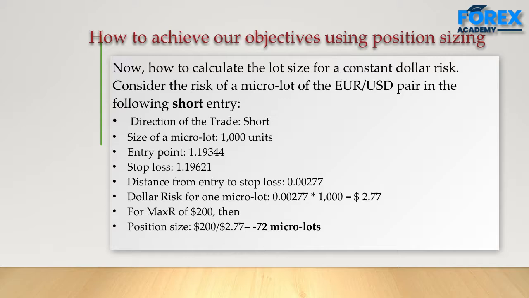Thus, if our max risk is $200, then our position size should be $200 divided by $2.77, which is 72 micro lots. Using this concept, we can standardize our position size according to the individual risk. For instance, if the unit risk in the previous example were $5 instead, then the position size would be 200 divided by 5, which is 40 micro lots. We would enter a position with a standard and controlled risk, independent of its distance from entry to stop.